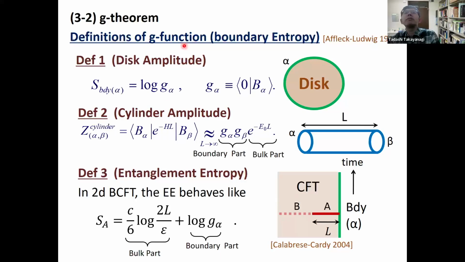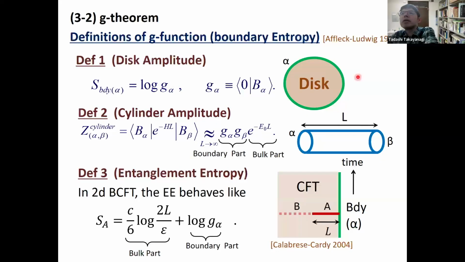Okay, so this is the definition of the G function. I already introduced this G function in entanglement entropy, but historically, it was first introduced by Affleck and Ludwig. The definition comes from the disk amplitude. Basically, we calculate the disk amplitude with some boundary condition alpha in the BCFT. So boundary conformal invariance is preserved, and in that case, the partition function is G. And taking the log of that, this is the boundary entropy. So G is a disk amplitude.